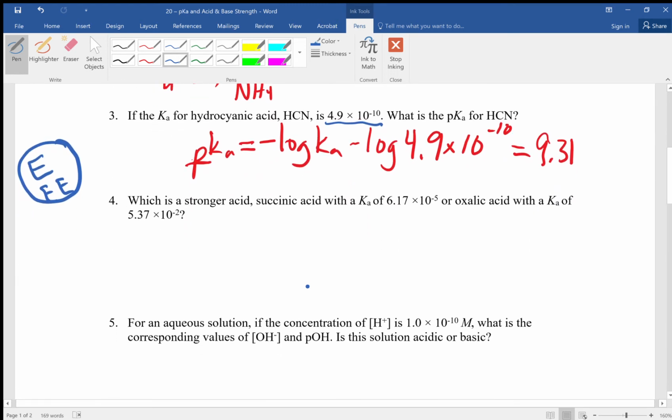Alright, question 4. Which one is a stronger acid, succinic acid or oxalic acid? With the Ka's given, all we have to do is look at the Ka's. So what is a stronger acid, a smaller Ka or a larger Ka value? The larger the Ka value, the stronger the acid. And so because of that, of this pair, oxalic acid is the stronger acid.